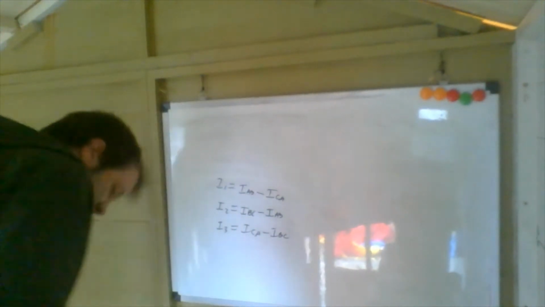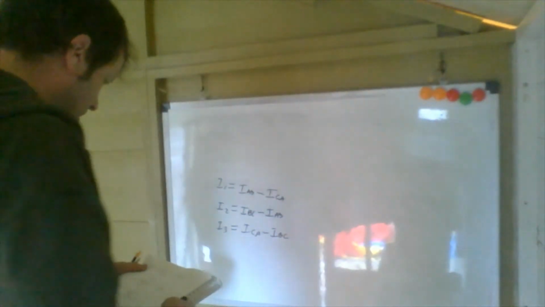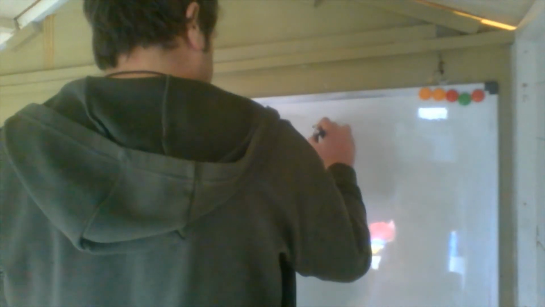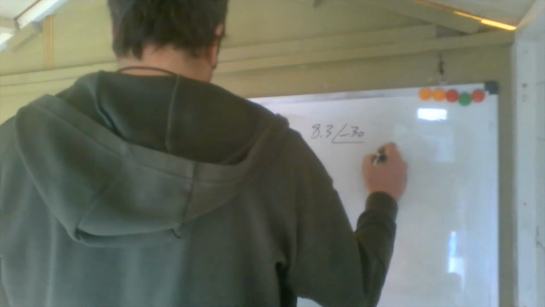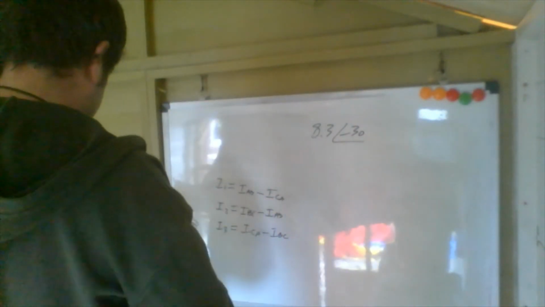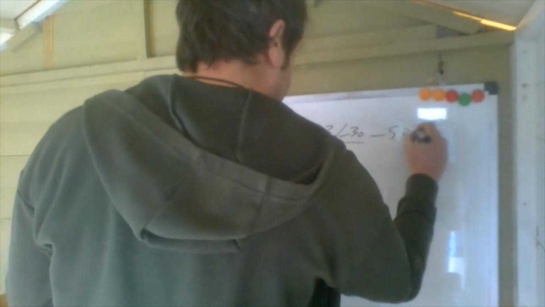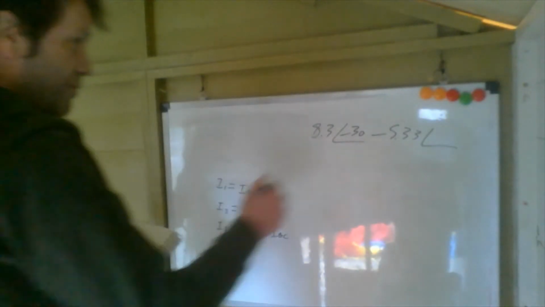And so that's good. Sorry, the current, remember here, I1 equals IAB minus ICA and all that. I can't remember, what were the currents? Yeah, I've got them here. So that would be 8.3 at minus 30, minus current CA, which is 5.33 at an angle of 140.